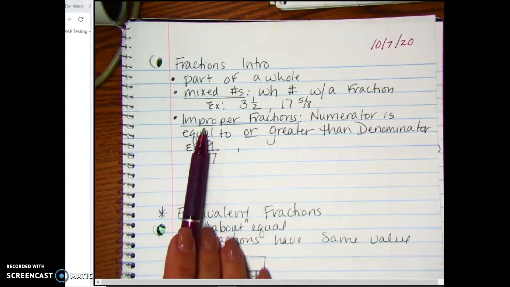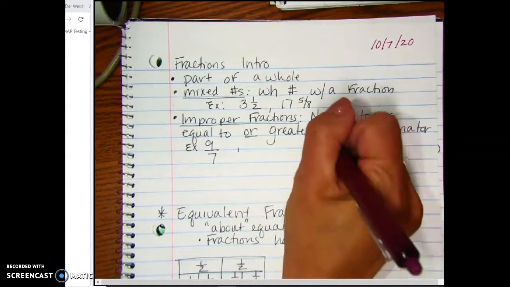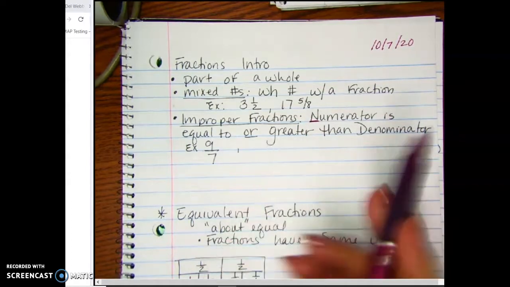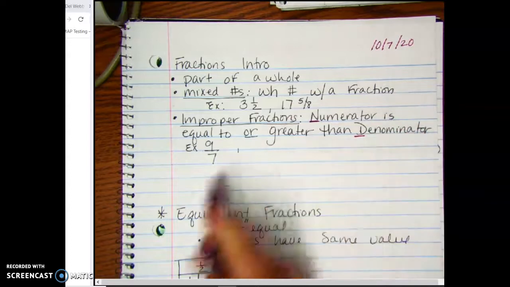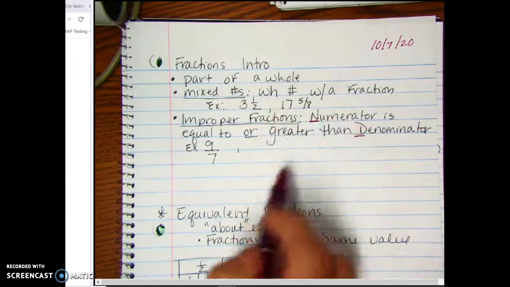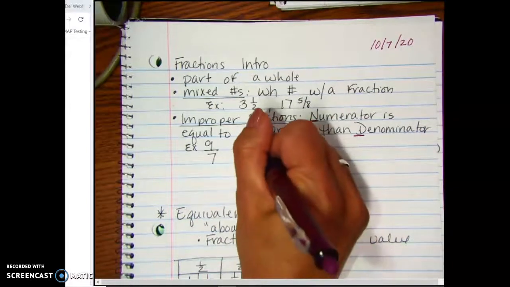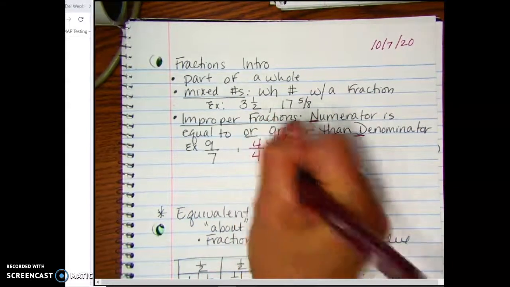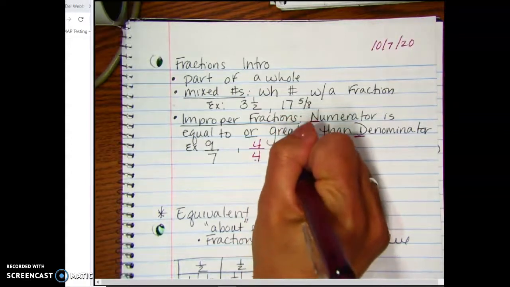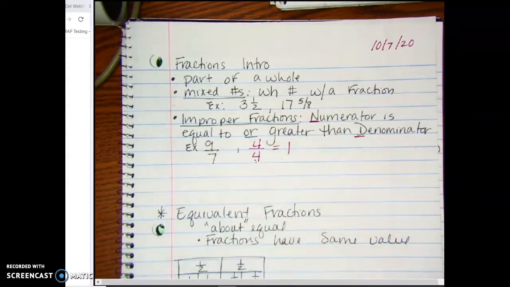Another fraction is an improper fraction. An improper fraction is when the numerator is equal to or greater than the denominator. So for instance, the numerator 9 is greater than the denominator 7. That is an improper fraction. Well, I also said equal to. So if I see a fraction like this, 4/4, it actually equals 1 whole, but that is considered an improper fraction.